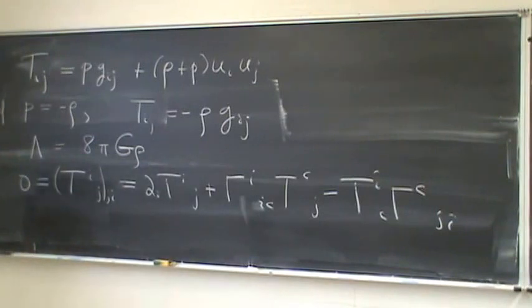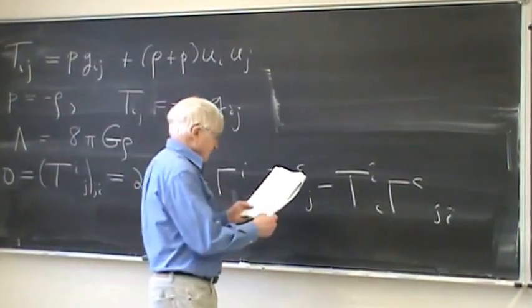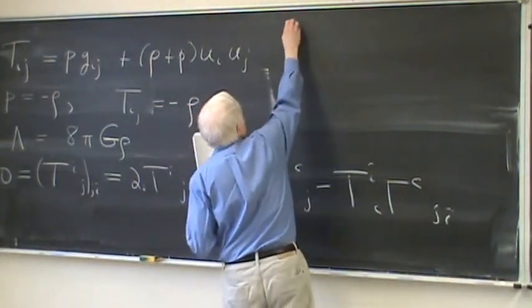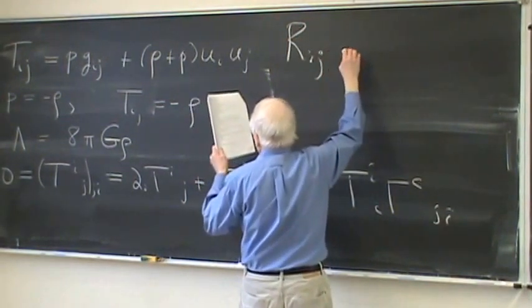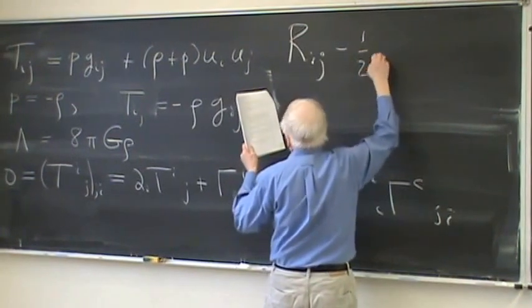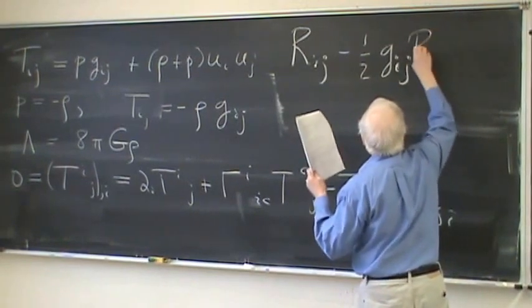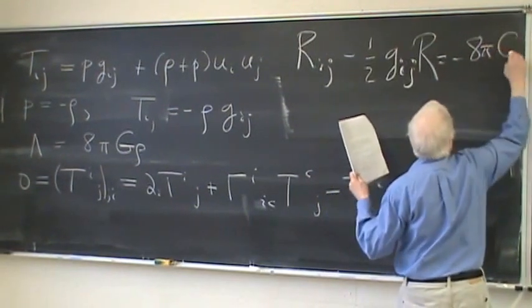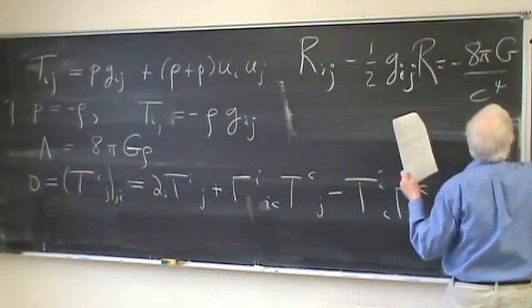Okay, so this is then this conservation law, and now Einstein's equations, which we'll sort of derive in a moment. Einstein's equations are Rij minus a half Gij R is equal to minus 8 pi big G over c to the fourth Tij.